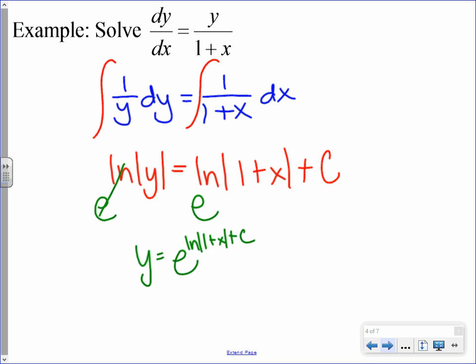Or you can think about rewriting, and it gets you the same place, right? Now, why doesn't e to the natural log of 1 plus x cancel out right now? Because it has the plus c.